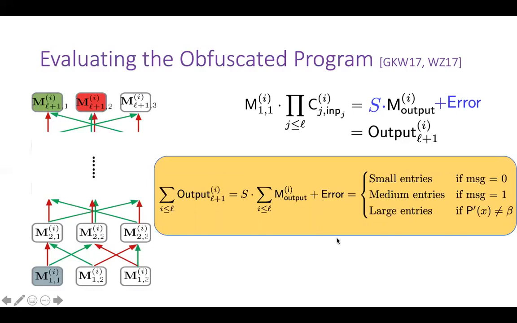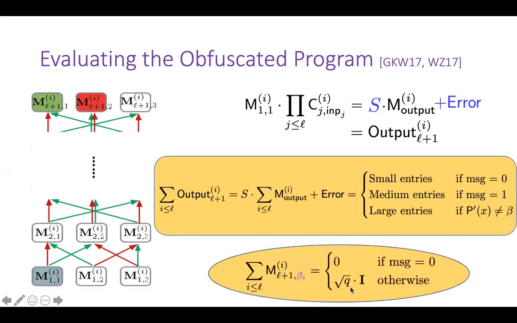Remember, we encoded the message in the output layer with this condition. That means if the program's output is beta, then the summation of output is going to be 0 if the message is 0. In such a case, if the summation of M output is 0, then this overall summation is going to have only small entries. So that's how you can distinguish whether the message is 0 or not.